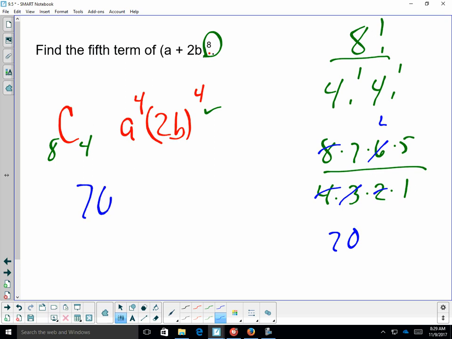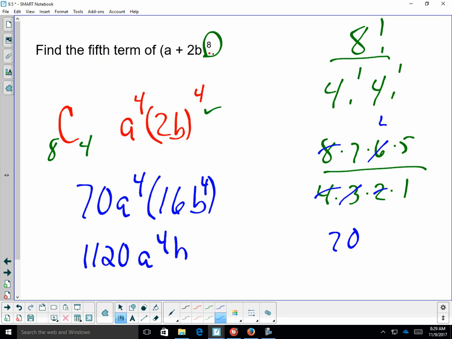So that's 70a to the fourth times 2 to the fourth, 2, 4, 8, 16, 16b to the fourth, which you should write it like that. So now I'm going to take 70 times 16, and when I do that, I get 1,120 a to the fourth, b to the fourth, and that is my fifth term.